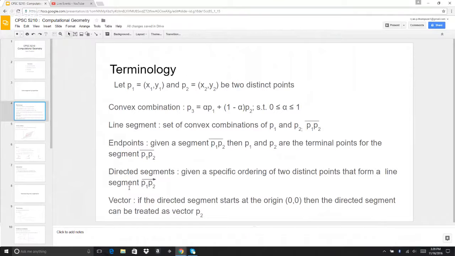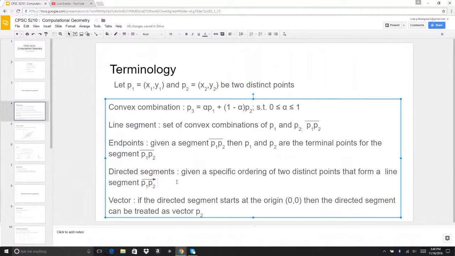A directed segment. Directed segments are given a specific ordering of two distinct points that form a line segment. So this directed segment is P1 first, endpoint 1, endpoint 2 is P2. If you had P2, P1, this notation would be reversed, but the line segment would still be going to the right. That is your general notation.